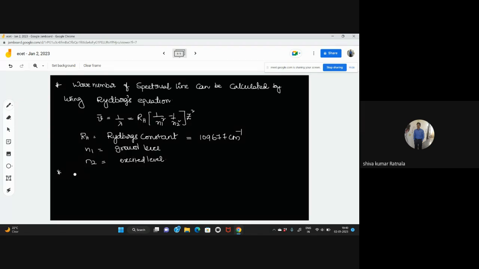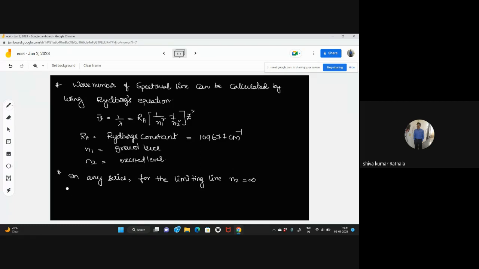In any series, for the limiting line, n2 is infinite. This is about the limiting line.